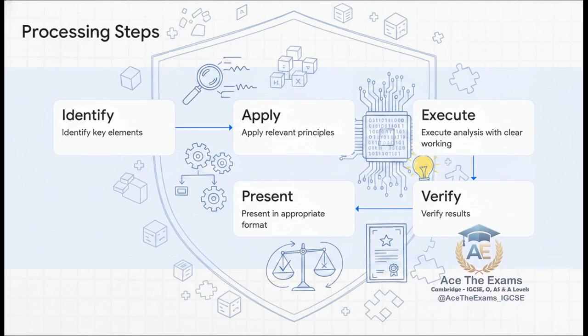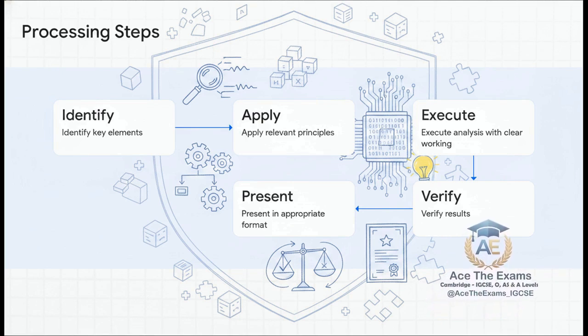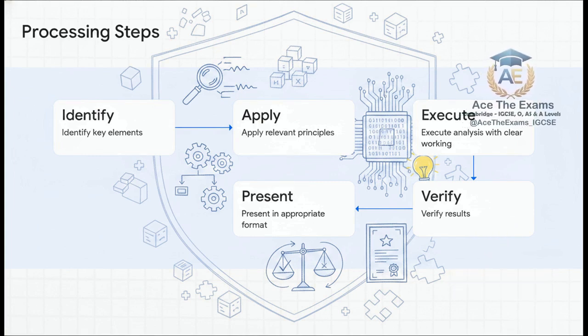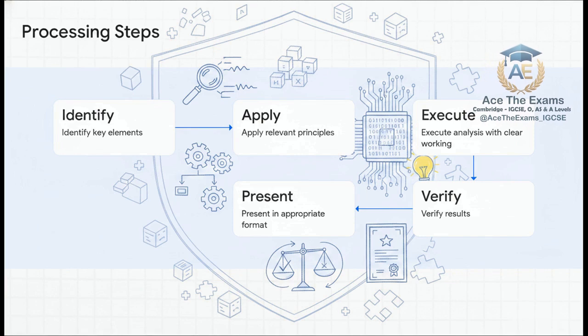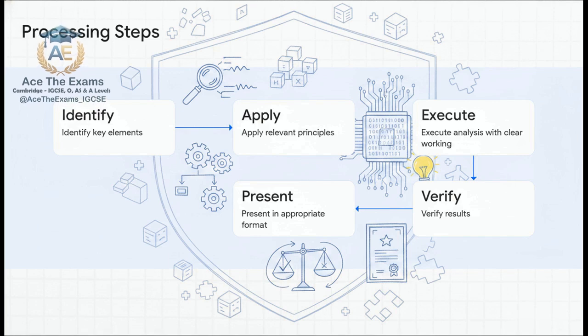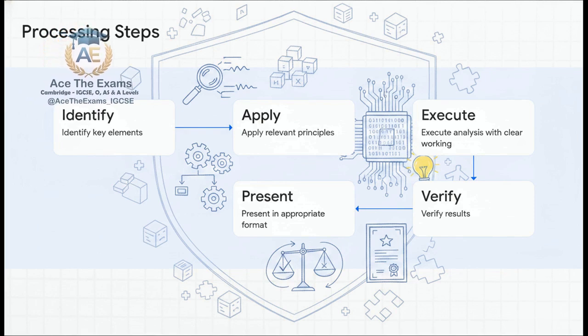Step 3. Execute analysis. This is where the magic actually happens. You do the hard work with clear notation, extracting data from binary representations if required, and building your logical argument piece by piece. Step 4. Verify results. Take a step back. Does your conclusion actually answer the specific question that was asked? And step 5. Present format. You write it all out using correct, highly professional computer science terminology.